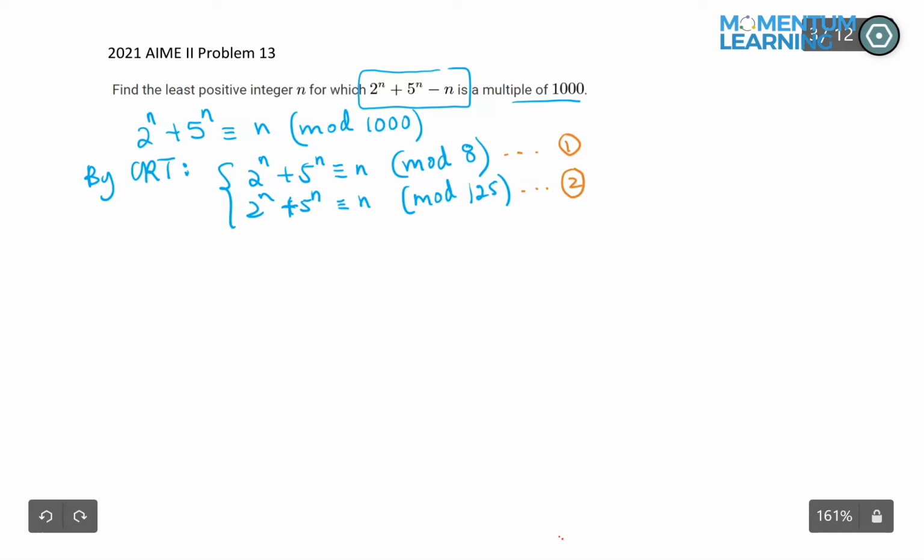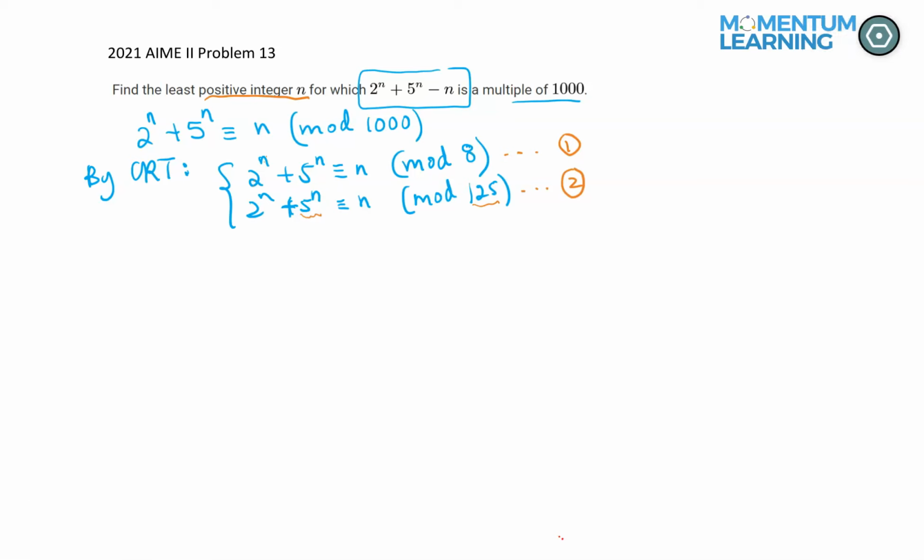Before I begin, do you guys agree that because 8 is 2 cubed, and there's a 2^n on the left hand side, 2^n will be congruent to 0 modulo 8 if n is greater than or equal to 3? Similarly, 5^n modulo 125 is congruent to 0 if n is greater than or equal to 3 as well. So the whole system will reduce significantly if n were not 1 or 2. We are looking for a positive n, but obviously n cannot be 1 or 2.